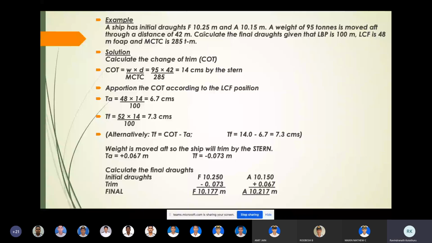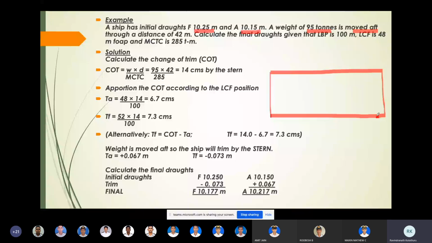The ship has an initial draft of 10.25 and 10.15. A weight of 95 tons is moved aft. So you can draw a picture. Always for all these trim problems, try to do a sketch. Then only it will make your understanding better, and you will know how the weights are being shifted and how the drafts are changing.